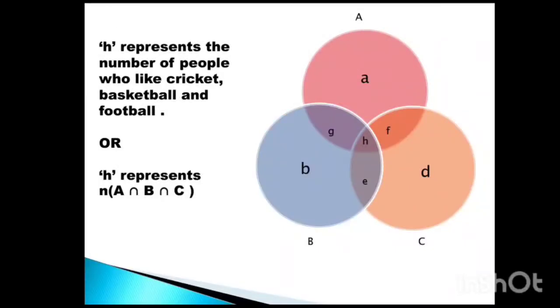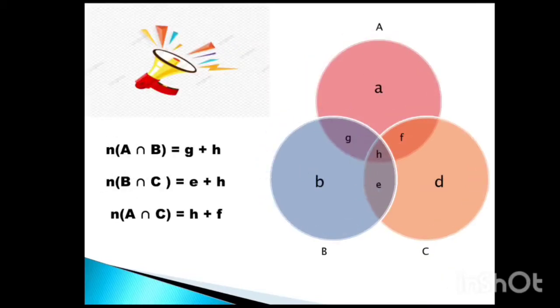Now, what about H? H represents the number of people who like cricket, basketball and football, or we can say A intersection B intersection C. Intersection means common elements. Now, G plus H means A intersection B. And B intersection C is equal to E plus H. Also, A intersection C is equal to H plus F.